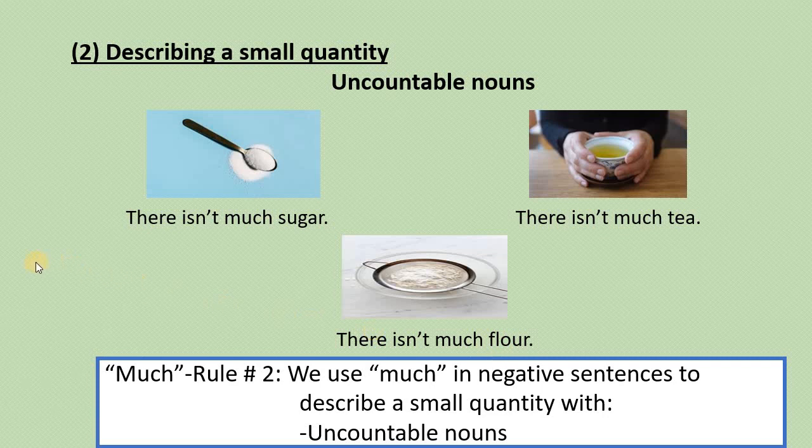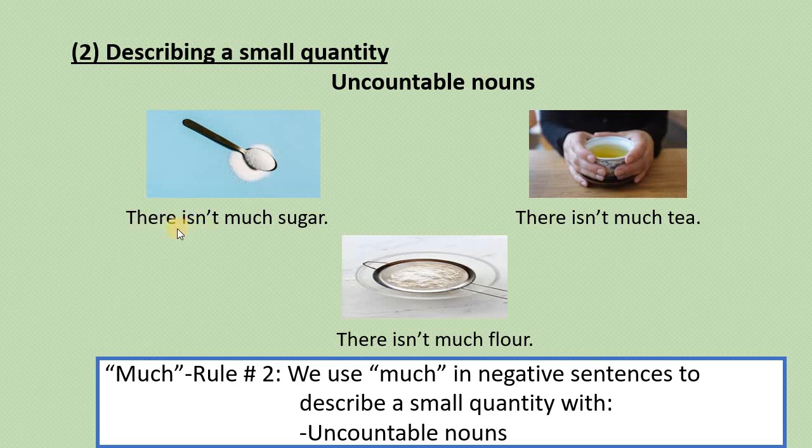And this time, they are all uncountable nouns. And obviously, as we said before, they are all uncountable nouns. Sugar, tea, flour. Again, guys, as we said before, uncountable nouns are always in the singular. And again, they are all negative sentences. Why negative? Because not is added after the singular verb to be, is.